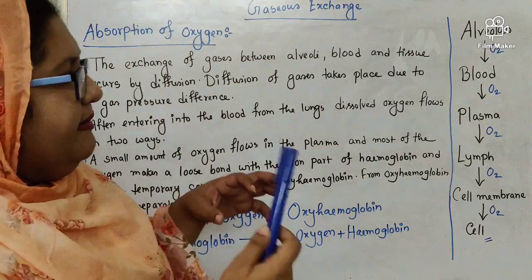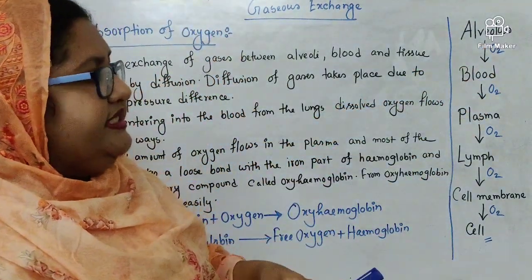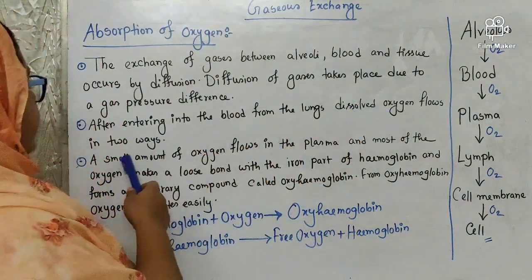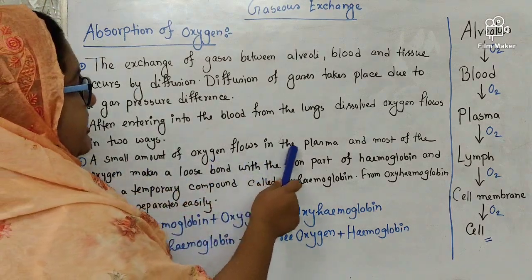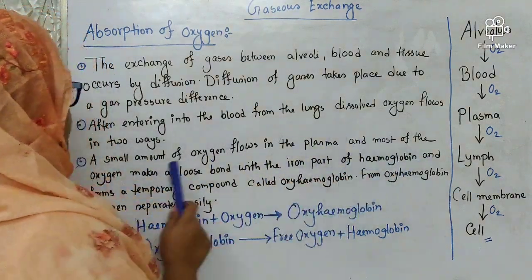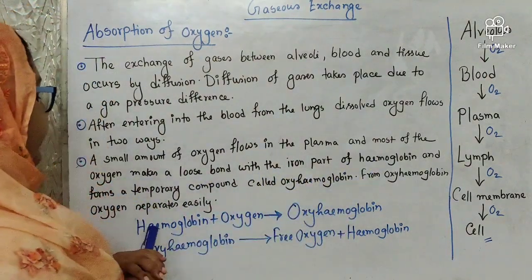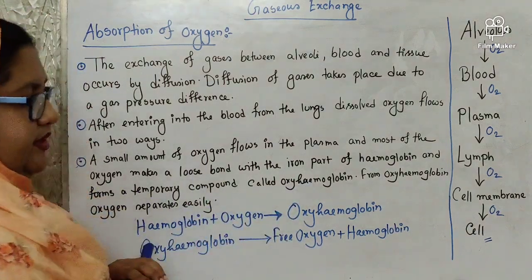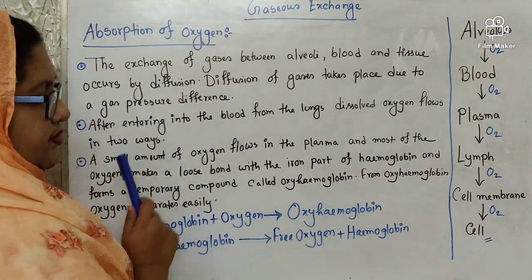So when the oxygen enters into the alveolus, it becomes dissolved with the blood. This dissolved oxygen flows in two ways. A small amount of oxygen flows in the plasma, and most of the oxygen makes a loose bond with the iron part of hemoglobin and forms a temporary compound called oxyhemoglobin. Hemoglobin plus oxygen is combined as oxyhemoglobin.